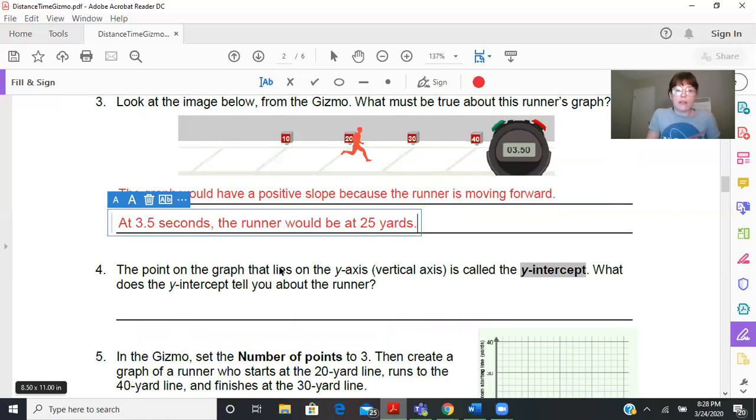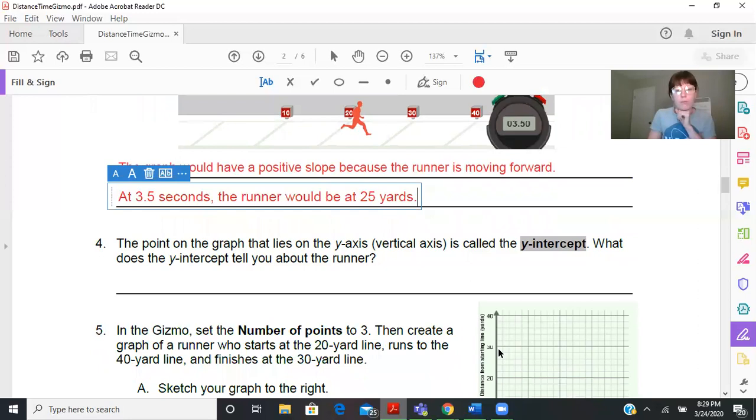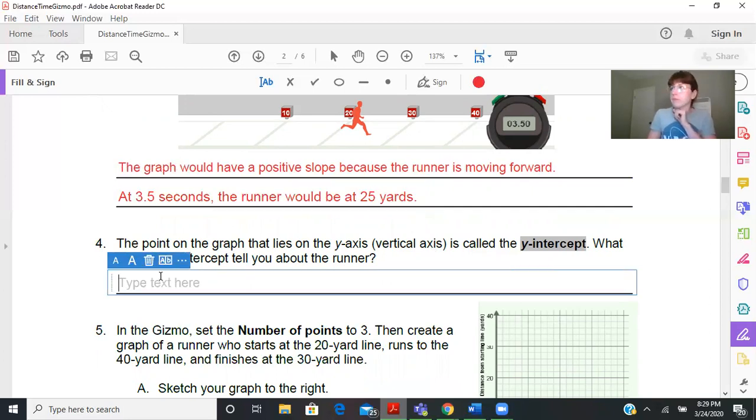The point on the graph that lies on the y-axis or the vertical axis is called the y-intercept. That means that it is intercepting, just like in football when you catch a ball that wasn't meant for you, you are getting in the way. So a y-intercept is where the line gets in the way of the y-axis. The y-intercept would tell you, and let's take a look at this one.